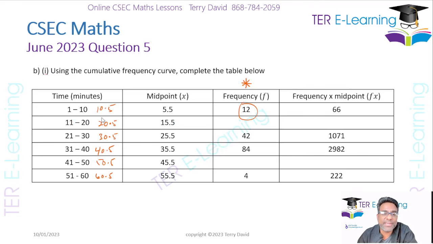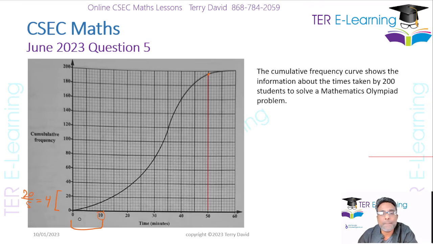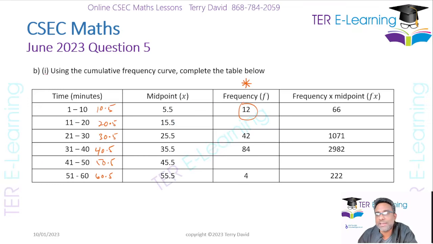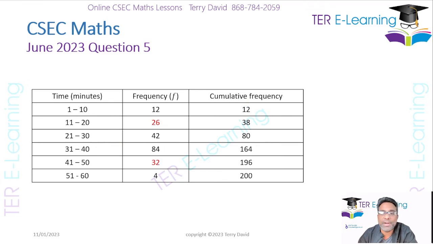The next thing we need to do is read off at 20.5, right? When I read off 20.5, you go to the graph and read off at 20.5. Based on the graph, I'm seeing this represented as 36, right? However, if we look at the data in the table, it can't be 36. So let me show you what I would have done.